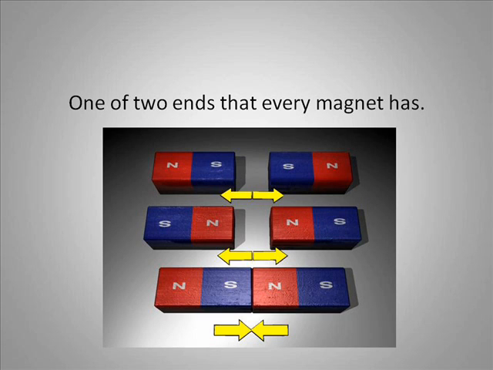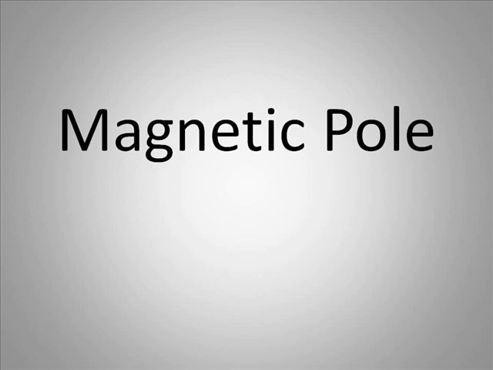Okay, we are back to magnets. Okay, this term applies to one of two that every magnet has. Sometimes we label them north and south. If you said magnetic pole, great job. Remember, every magnet has two of these, a north and a south.